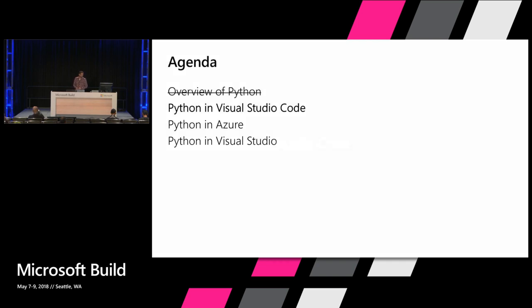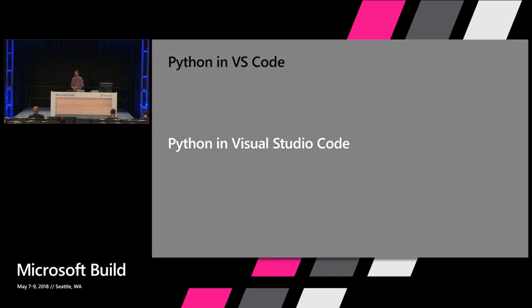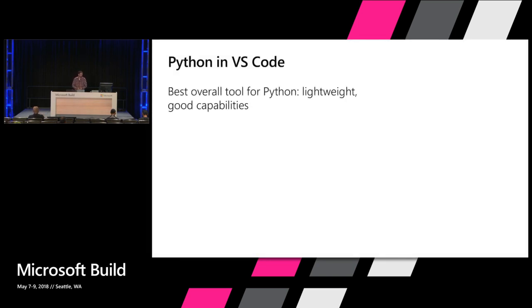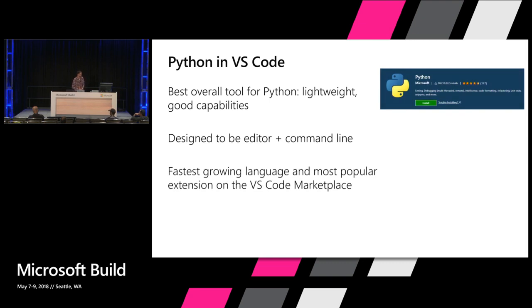Let's dive into Python and Visual Studio Code. So Python and VS Code, as I said before, is the best overall tool for general purpose Python use. It's lightweight, and it's got really good capabilities. It is designed to be an editor plus command line. It's not a fully integrated IDE. It's designed to be used alongside other tools and to be composed with a bunch of other tools that you're using.